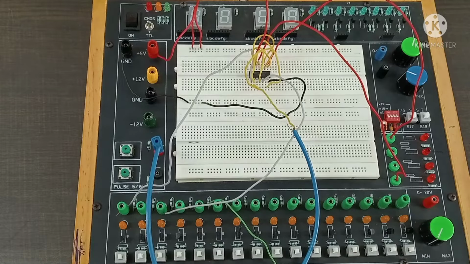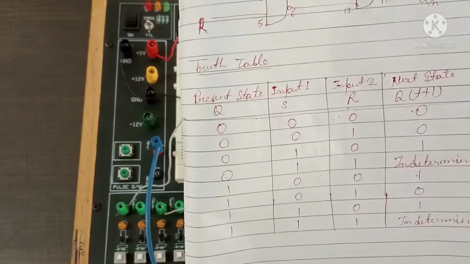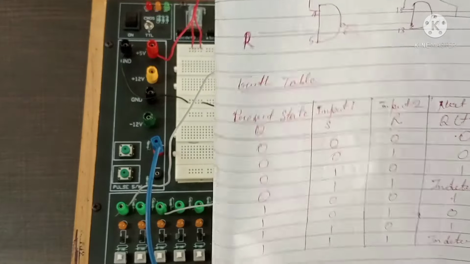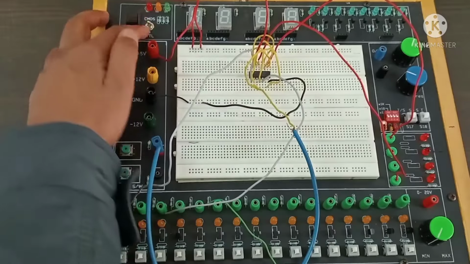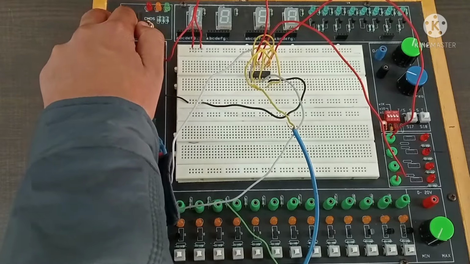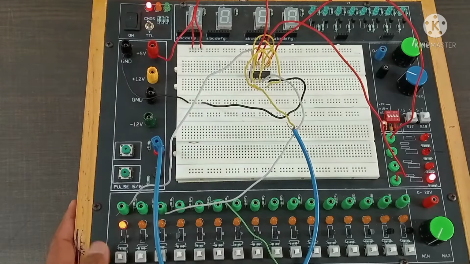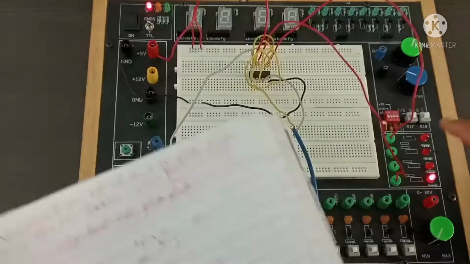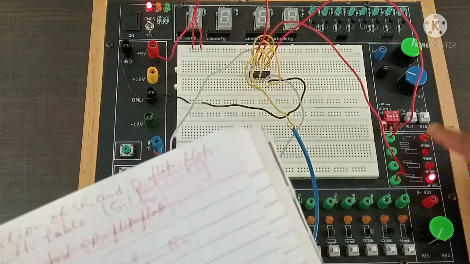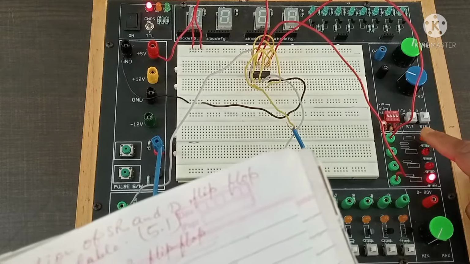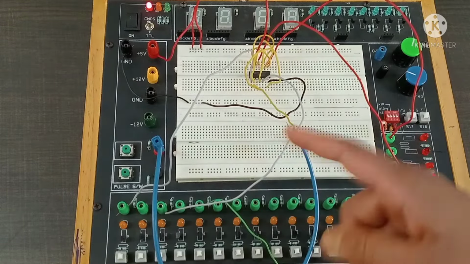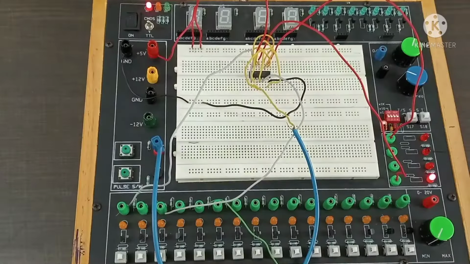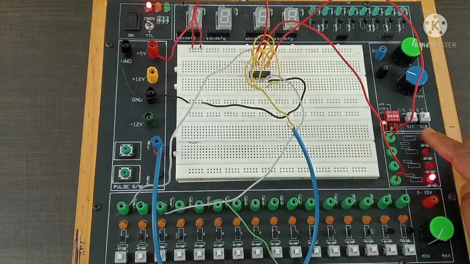According to the table, now we have to verify. Q0 means the present state. If the present state is 0, first of all turn on the trainer kit. In the beginning, Q is 0, this one it is 0. This is the present state. When we perform the experiment, it will be the next state, that is Qt plus 1. So the present state here is 0.